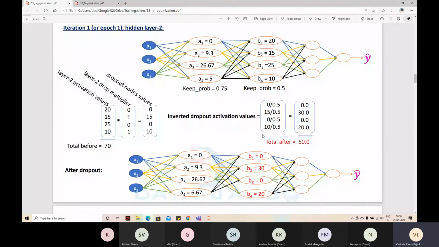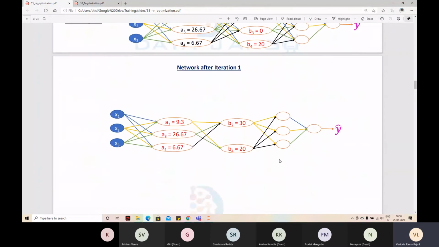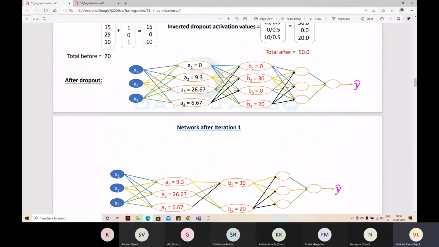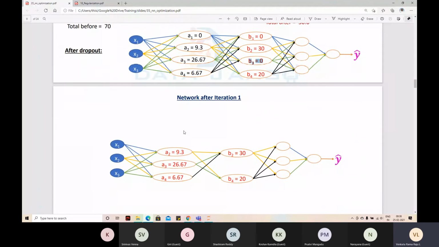On the second layer also you applied inverted dropout. This is how it became. So now the network is like this. When I made this activation 0, activation 0, activation 0, the network is like this. In the first iteration, when you apply dropout regularization, the network is like this.